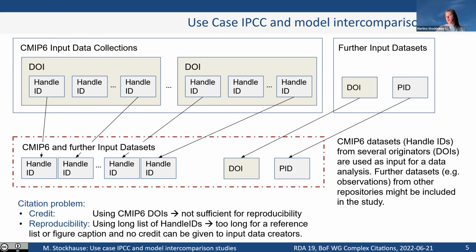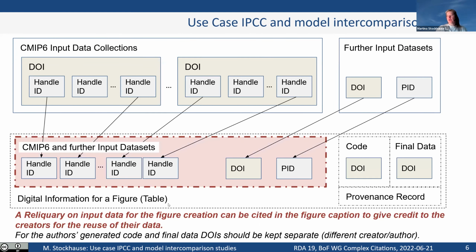And if I get to my use case, if you want to cite the data in a figure caption or something, you get this long list as Deb has already introduced, which is just impossible to cite. So the idea would be that we bundle the input data sets that were used to create a figure and leave out all the other parts which are created by the authors themselves. So just to have a reliquary to give credit to those who created data which was used to create the figure.